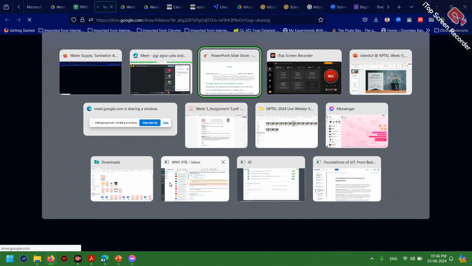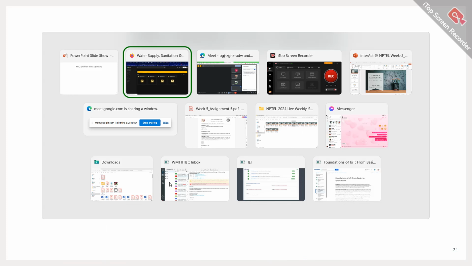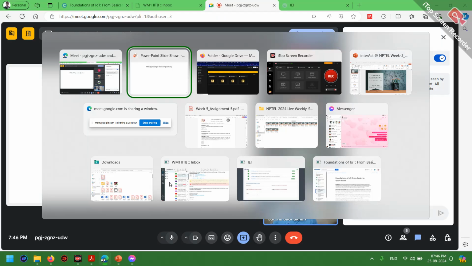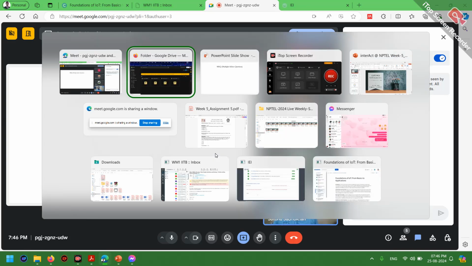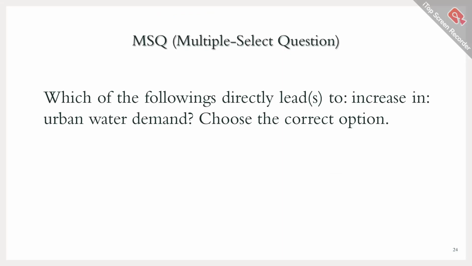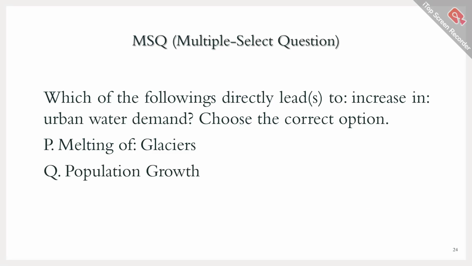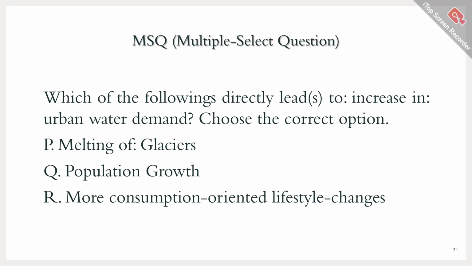Okay, so now we will move on to our next MSQ. It is a multiple select question. Is it visible? So more than one option may or may not be correct. Which one of the following directly leads to increase in urban water demand? You have to choose the correct option. The first option is melting of glaciers, population growth, more consumption-oriented lifestyle changes, and population reduction. Which one of them directly leads to increase in urban water demand?